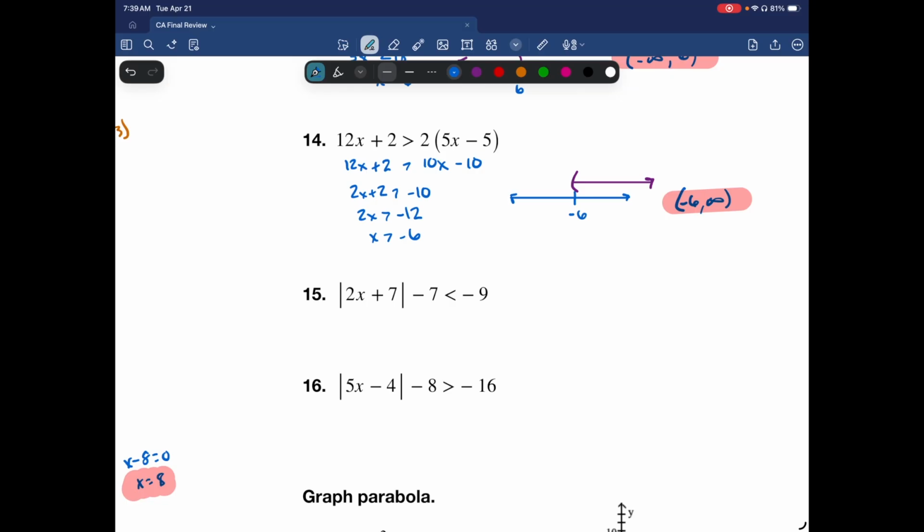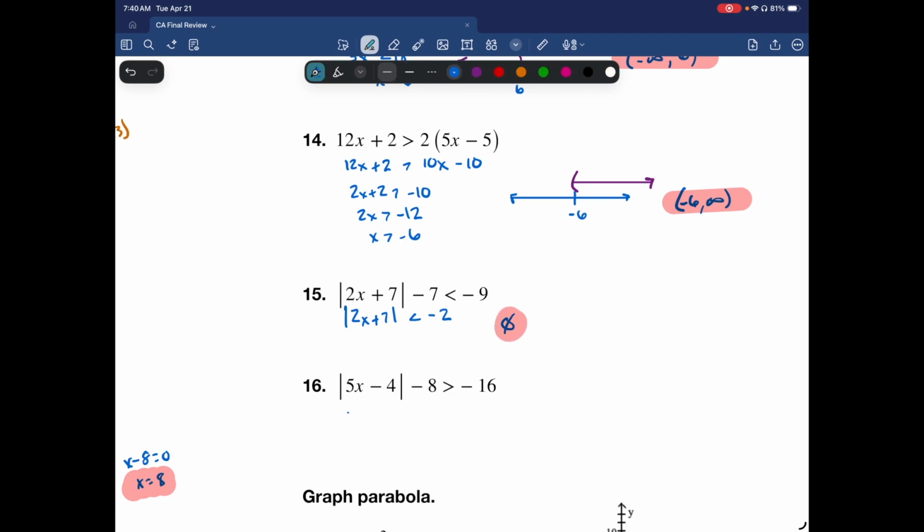All right, so simply get the absolute value by itself on 15, so you got absolute value of 2x plus 7, less than negative 9 plus 7, it's going to be negative 2. All right, absolute values are distance from 0. Distance can't be negative, so the absolute value is only going to spit out positive answers. Okay, so when is a positive answer less than negative 2? Never. So this is going to be no solution.